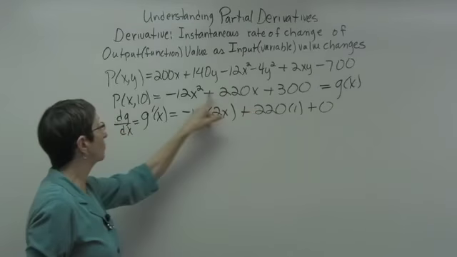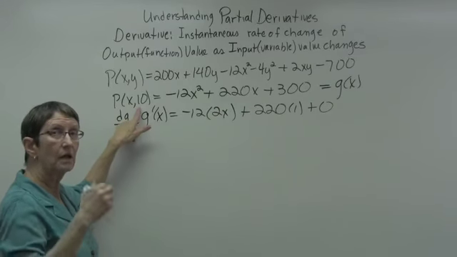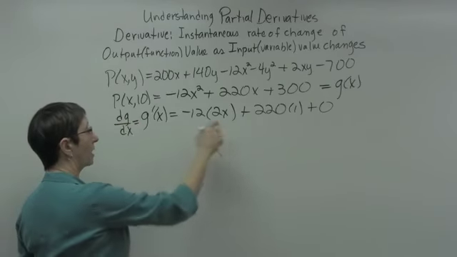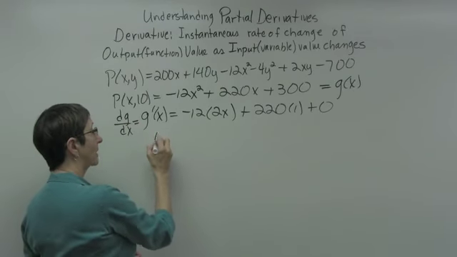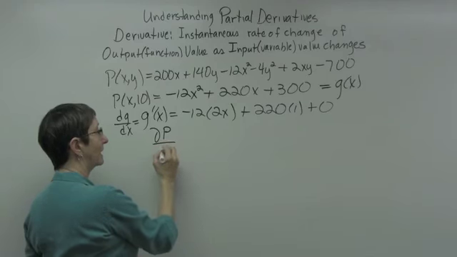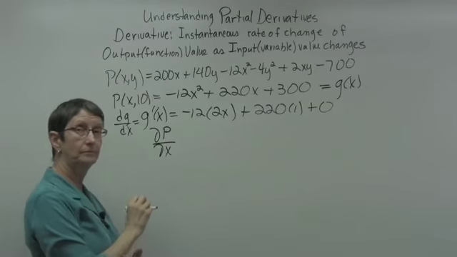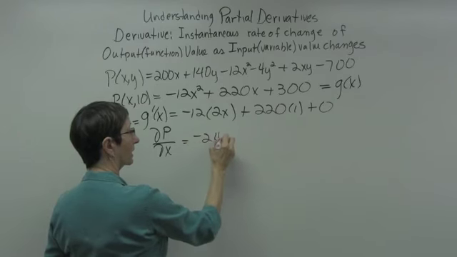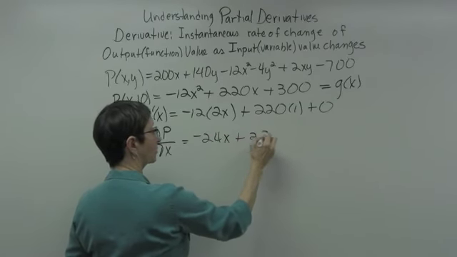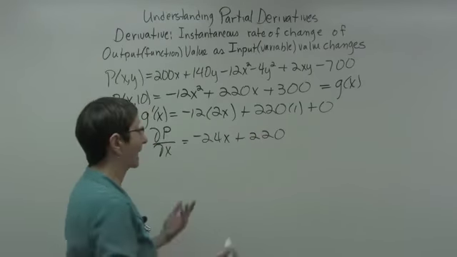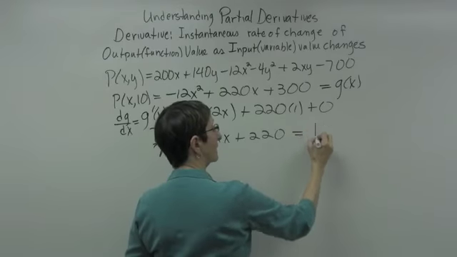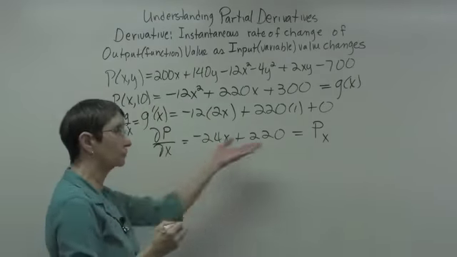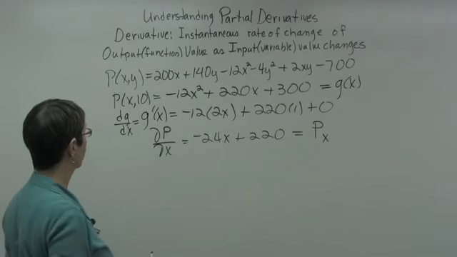But g of x was a function based on a multivariable function. So I can actually call this g prime of x the partial of p with respect to x. It is negative 24x plus 220. I could also call that the partial of p with respect to x using the subscript notation. I could write it either way.